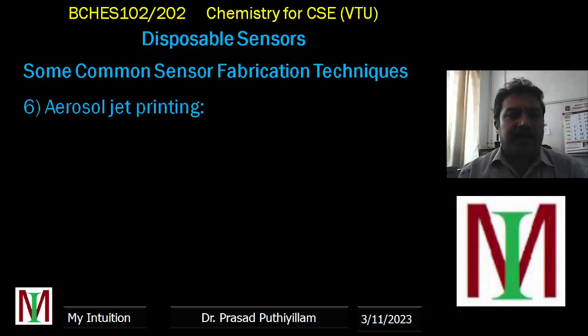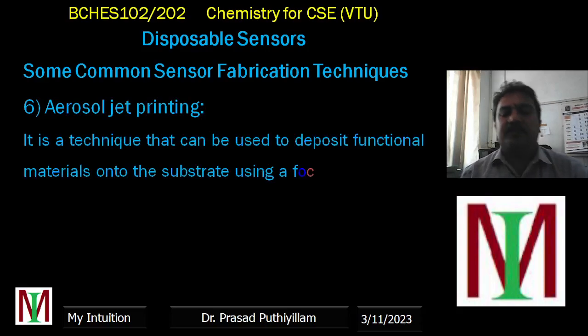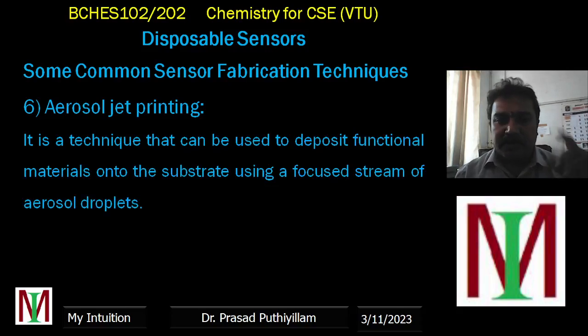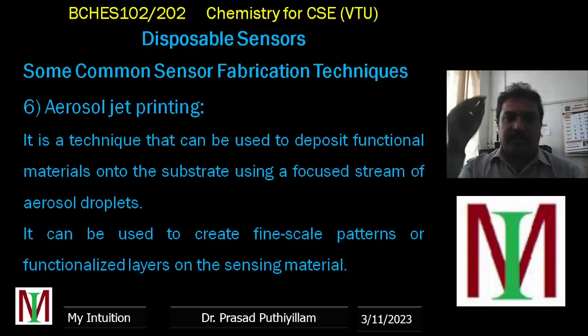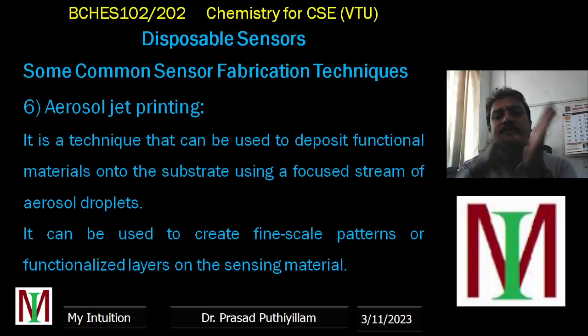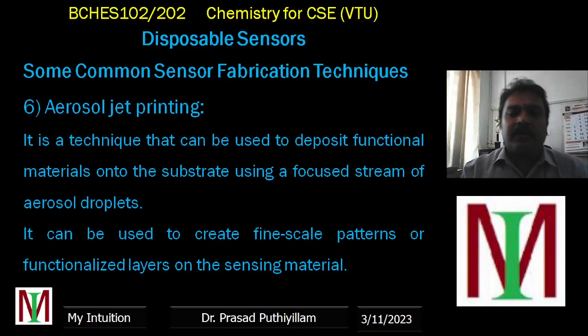Aerosol jet printing. Aerosol jet printing is a method which is used to deposit functional materials on the substrate using a focused stream of aerosol droplets. Aerosols are a special type of material, very lightweight, with a lot of space inside. Very soft materials are used. A focused stream of aerosol droplets is allowed to hit the substrate, so it will go and stick on that substrate surface based on the requirement that we have. It will create fine scale patterns on the functionalized layer of the sensing material.